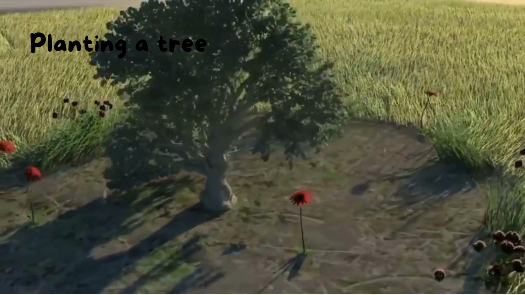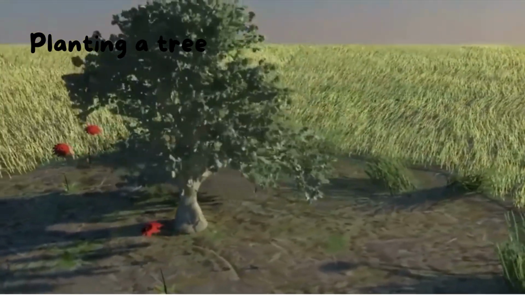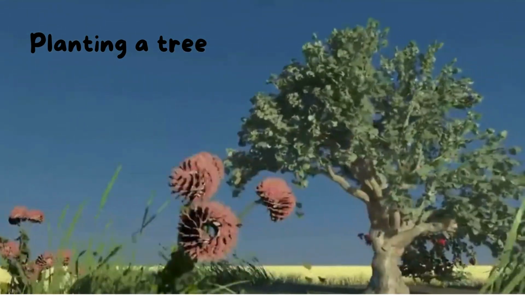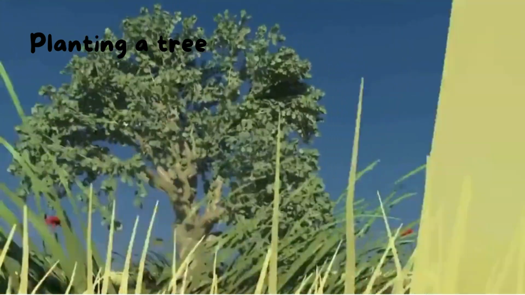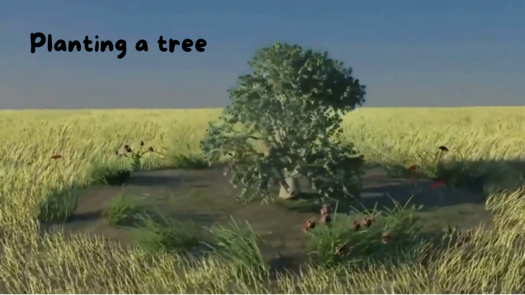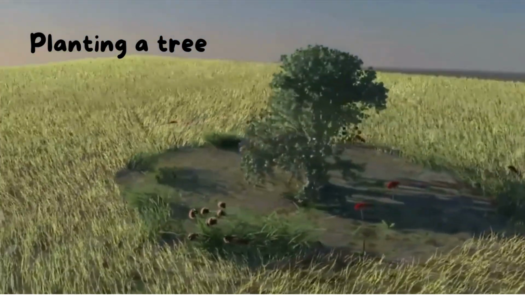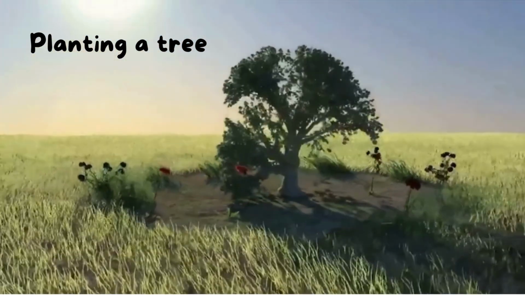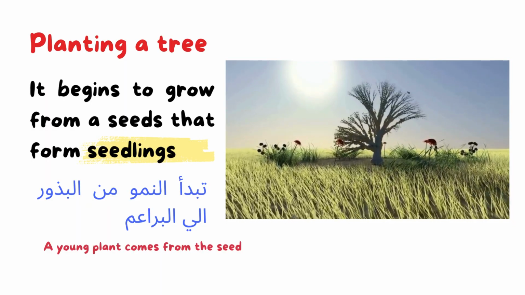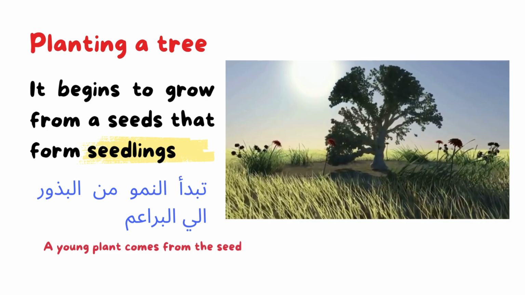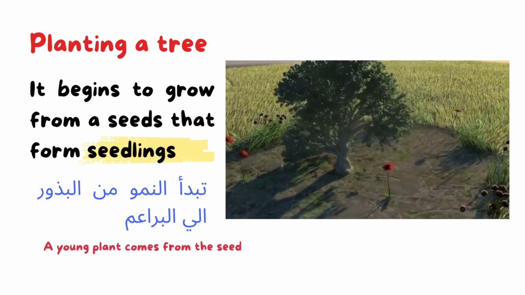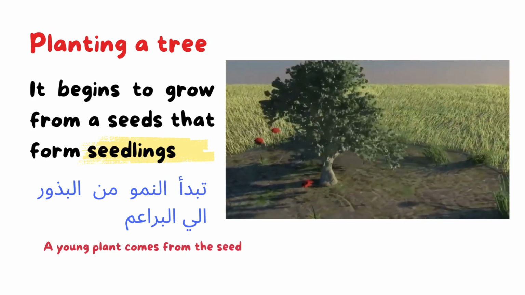Then it will continue growing to form a young plant, a small plant or small tree, then it will grow to form what? Yes, mature tree, the big tree that we see in our streets or gardens. So the mature tree starts from the seed, as we provide these seeds with the plant needs, which are the water, sunlight, and air.